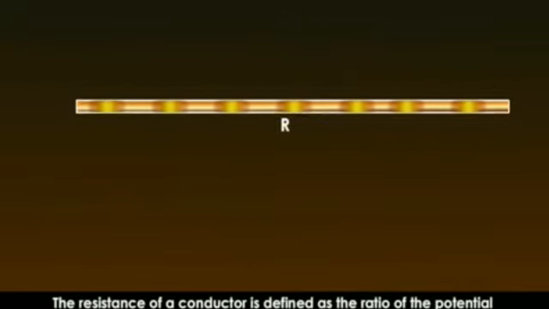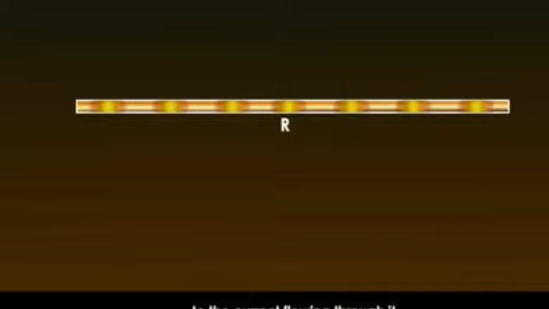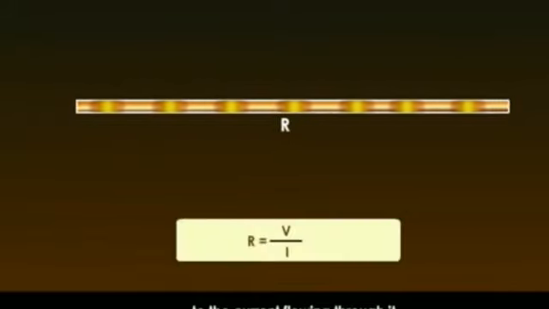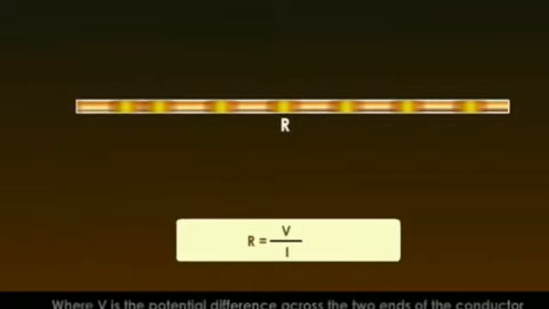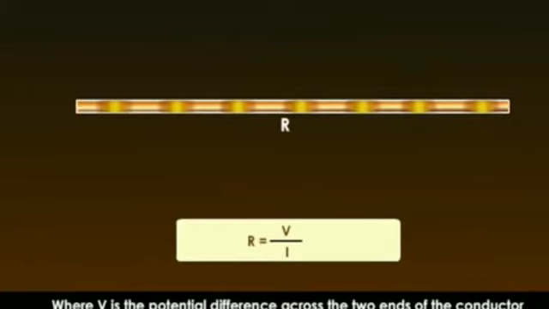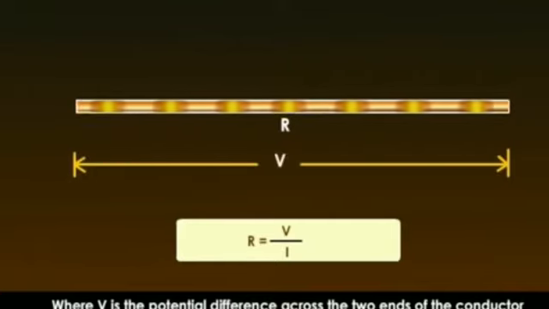Resistance of a conductor is defined as the ratio of the potential difference across the ends of the conductor to the current. So, resistance R is equal to V by I, where V is the potential difference across the ends of the conductor and I is the current flowing through the conductor.